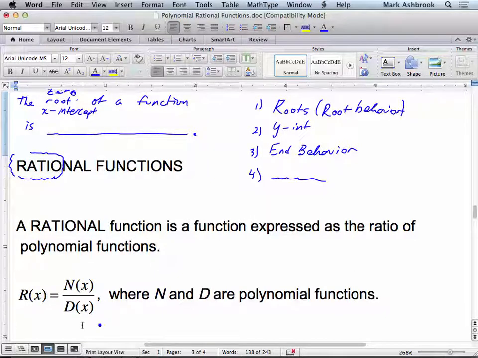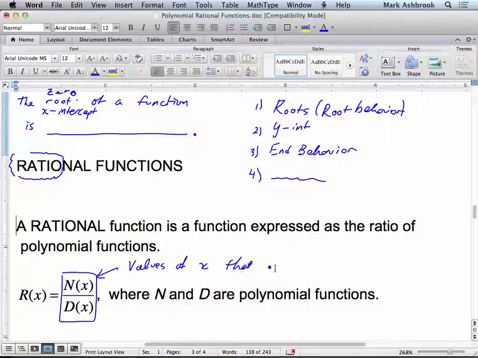So when we look at a rational function, now we just have it in the form of, it's going to be the ratio of two polynomials. So we need that ratio. We need values of x, or inputs, that make that ratio equal to 0. And how will we find those? We're looking at this ratio here. What are we going to do to find values of x that are going to make that ratio equal to 0? What makes a ratio equal to 0?